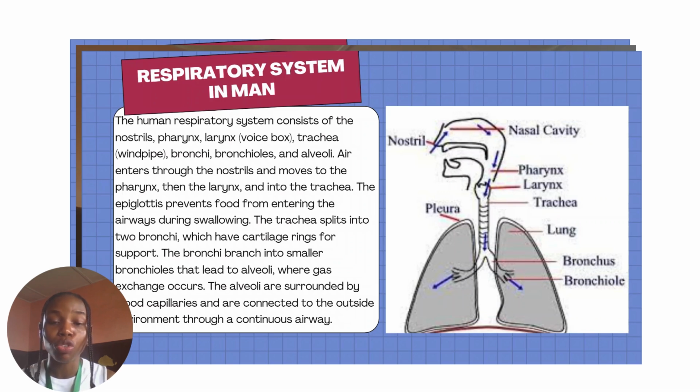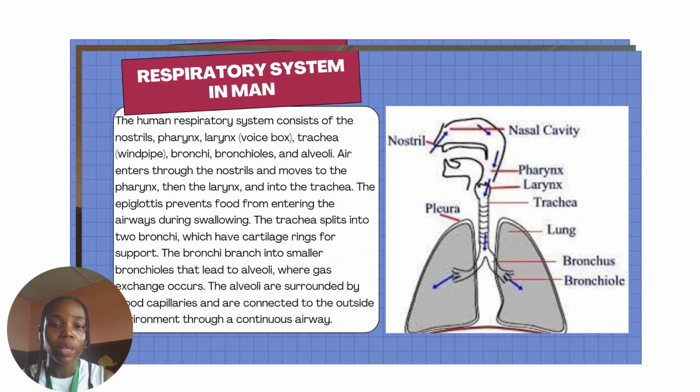So air enters into the nostrils and moves to the pharynx. Just take a look at the picture on your screen. You can see that air moves in through the nostril, enters the pharynx, and from the pharynx, you can see an arrow going into the larynx, and from the larynx into the trachea. You can see the epiglottis prevents food from entering the airway during swallowing. So the epiglottis is the one that differentiates the pathway of food and that of the air we breathe in.